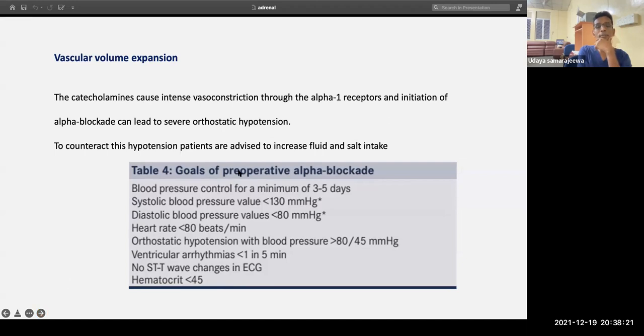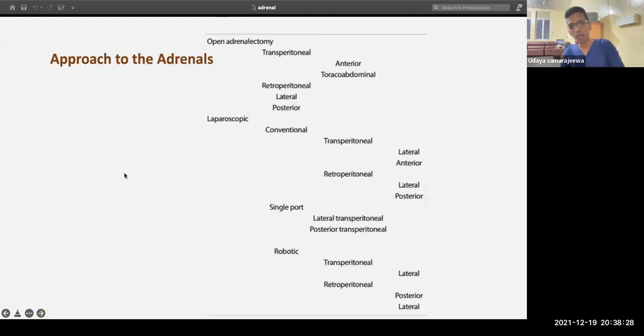So you need at least a minimum of good blood pressure control for 3 to 5 days before taking the patient to surgery. Okay, now we go into the practical aspect. How do we approach the adrenals? Of course, I will omit the open part, but if you go into the laparoscopic or minimally invasive technique, we have the conventional laparoscopic transperitoneal technique. There are two approaches actually, the lateral approach and the anterior approach.